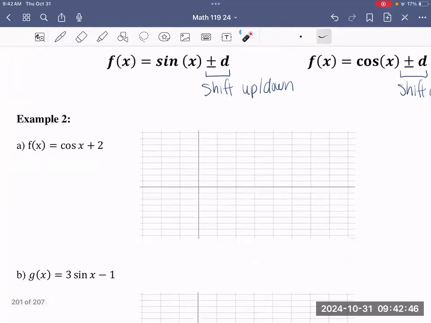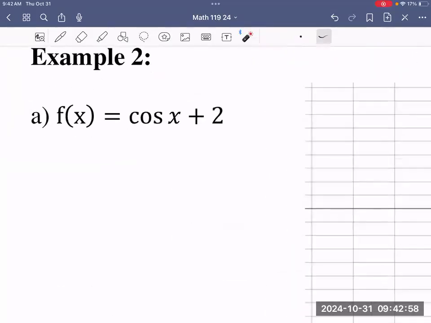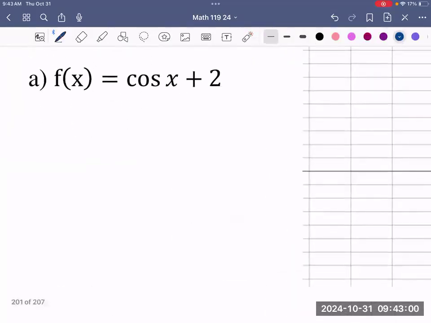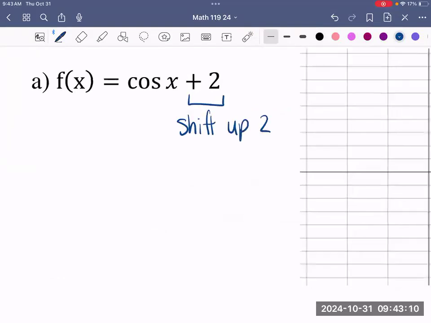Just like your transformations from previous chapters have been adding up to show your shift up and down, same thing here. You have your trig function. If it's on the outside, it'll shift up and down. So let's take a look at cosine once more. So cosine here, right? What is your transformation? We're going to be shifting the graph up 2. We have a positive 2, so we're going to shift up 2.